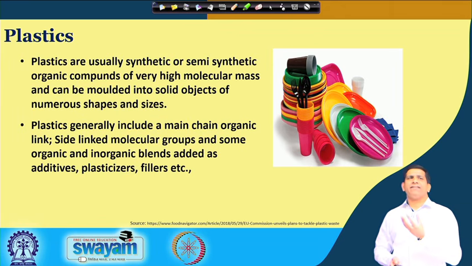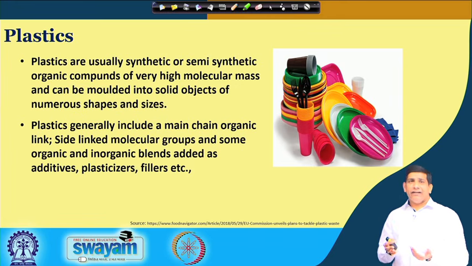The main chain of it is an organic compound, which will have a lot of molecular groups, predominantly organic, but there will be certain blending of inorganic compounds as well. Those are added to give more strength, to make it more plasticized, more workable so you can mold it into different shapes and sizes, to give color, or to use as a filler, and we will look into each one of those in terms of how they are used. The reason why plastic is so popular is that it is so handy.